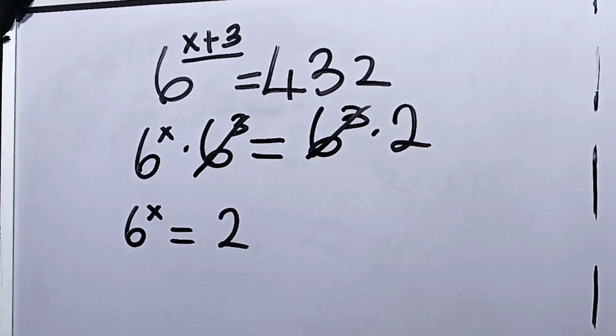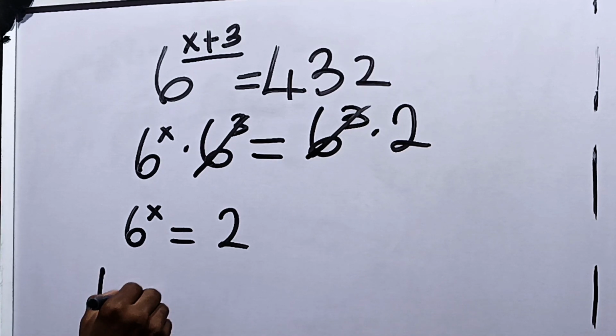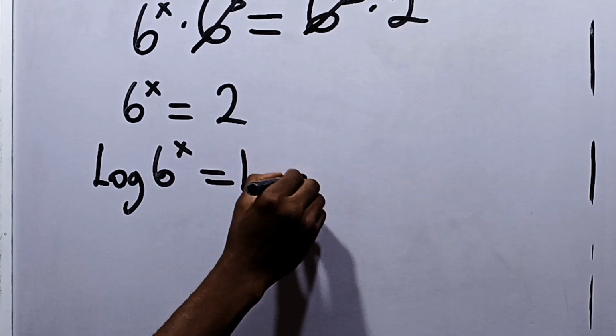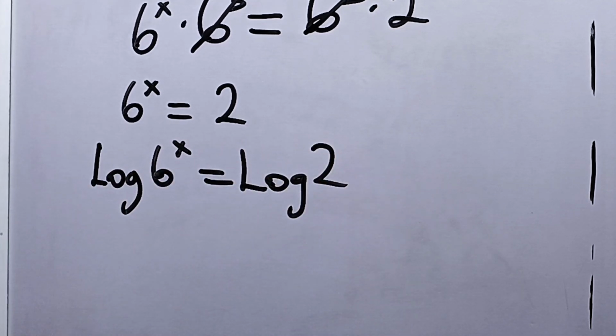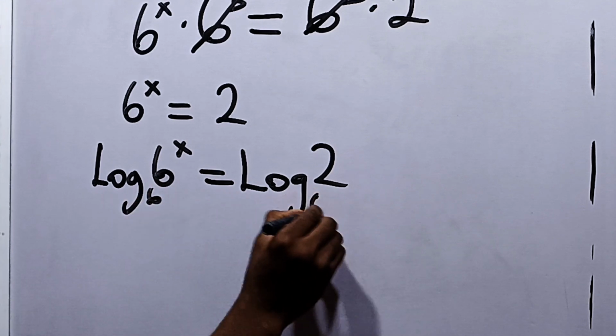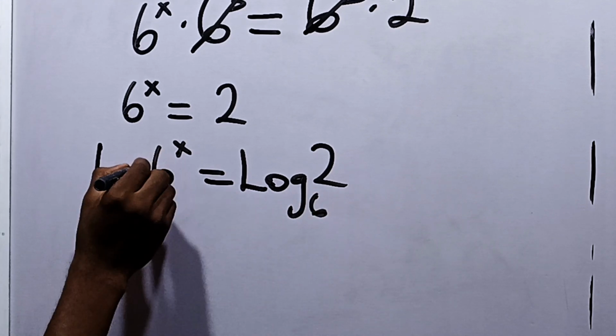Okay, now from here we say let's take the logarithm of both sides. Now the logarithm you're taking on both sides is the logarithm in the base of the number carrying x. So logarithm in base 6 of both sides. Okay, so we now have this and this.